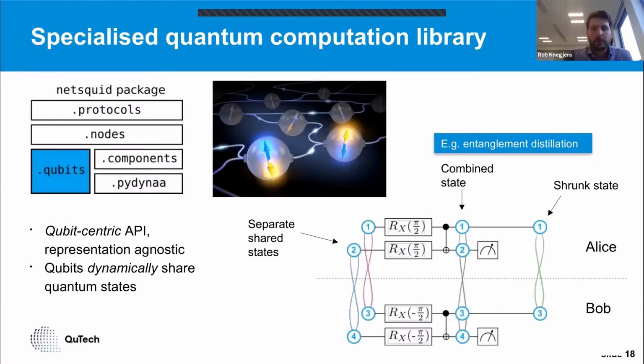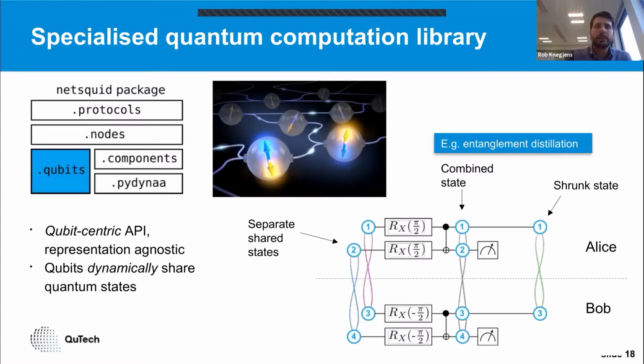From the quantum computation side, NetSquid has its own library for doing quantum computation, and this differs from the quantum circuit simulator in that, well, we call it a qubit-centric API. What we try to encourage when programming NetSquid is to treat the quantum information locally. So you're holding qubits on a node locally. Those are the only ones in principle you should care about.